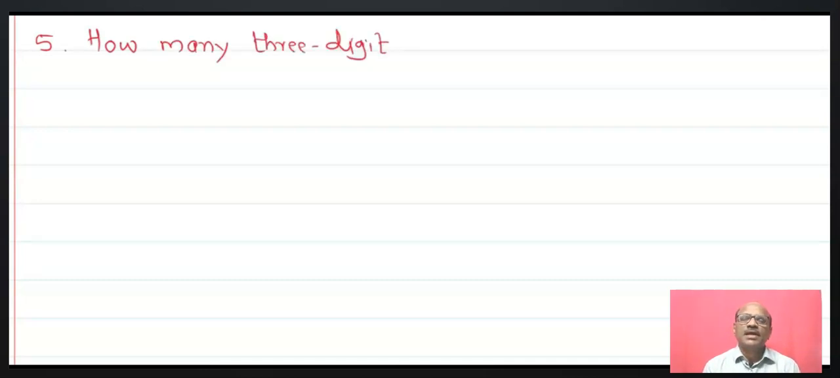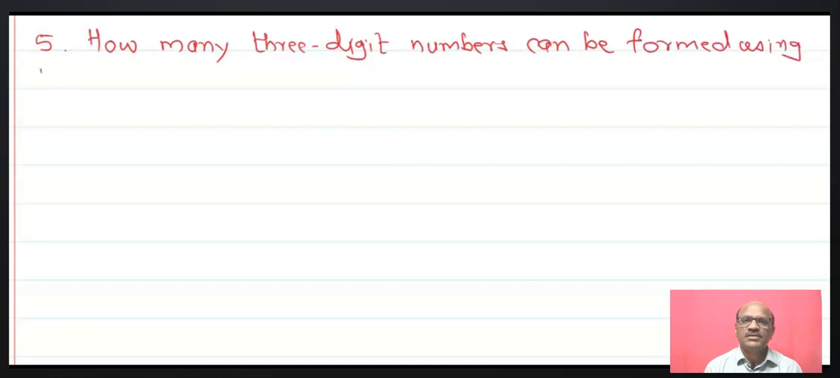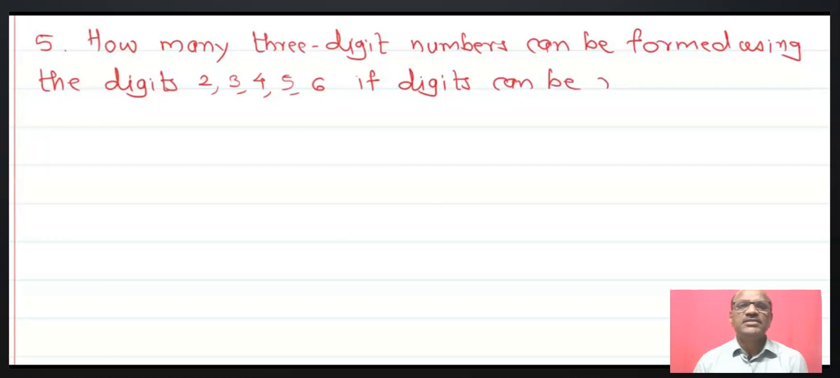Now see the question number 5. How many 3-digit numbers can be formed using the digits 2, 3, 4, 5, 6 if the digits can be repeated?